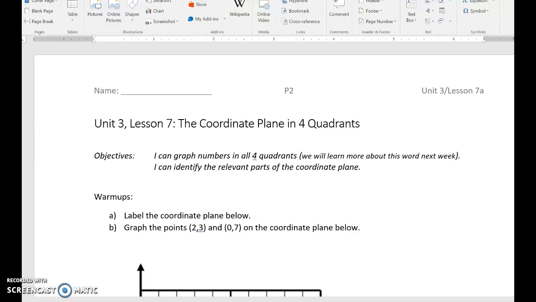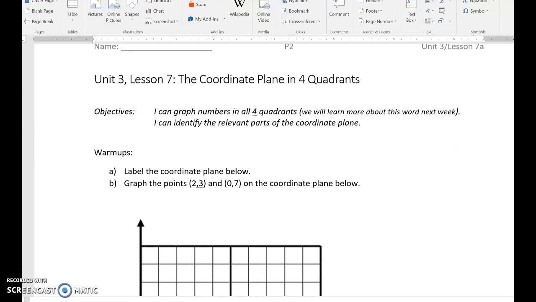We did a little work on the coordinate plane in 1 quadrant before winter vacation. And so today what we're going to learn is what to do when there are 4 quadrants, and we'll see what those look like. And then for the rest of your time, you're going to play a really awesome computer game.